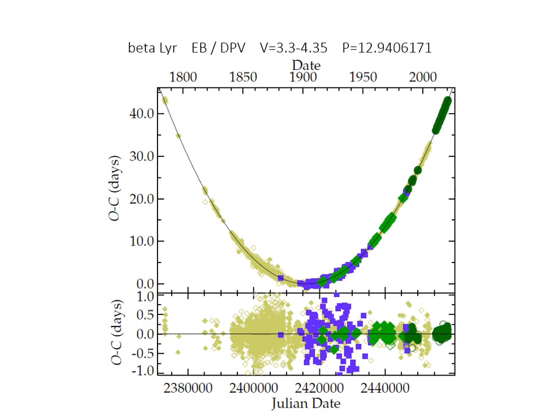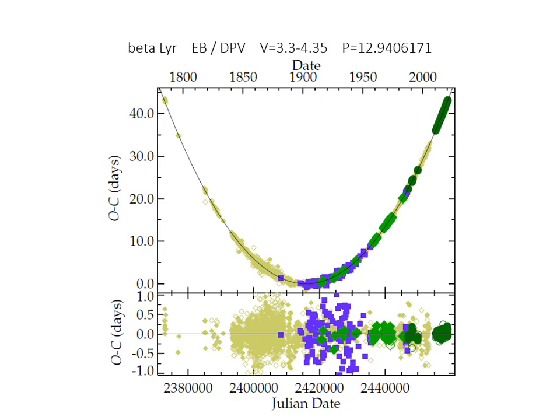So if we look at Beta Lyrae, this is the O-C diagram of Beta Lyrae from the first observations of Goodricke up to some of the most recent observations. The yellow ones are visual, obviously. The blue ones are photographic, and the rest are photoelectric or CCDs more recently.